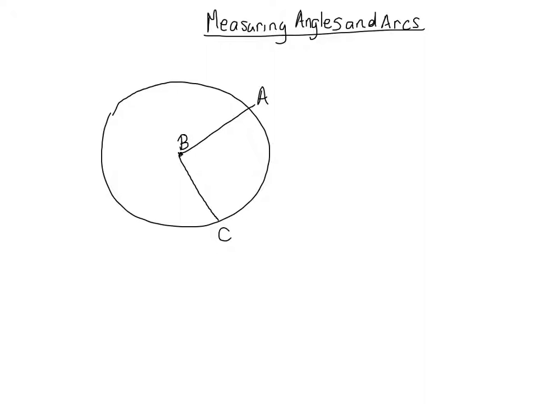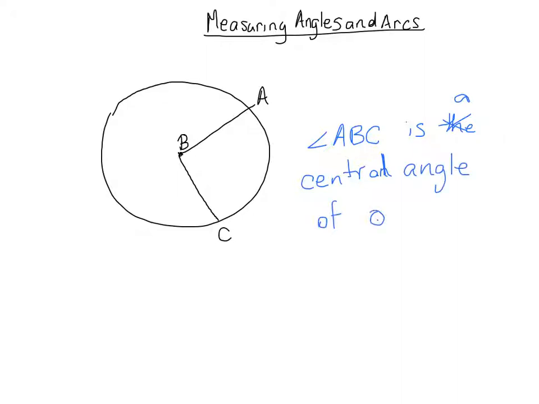And it's a central angle because of what you probably think, because we have the angle in the center of the circle. So how we would write this is angle ABC is a central angle, because there are several, of circle B. And remember, we write circle B like that.